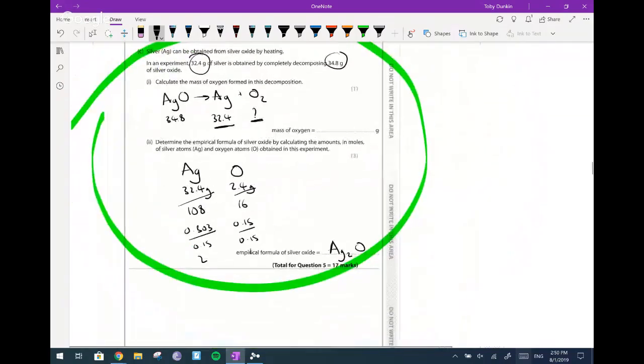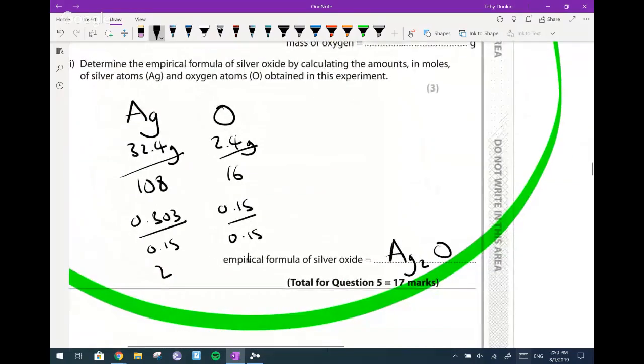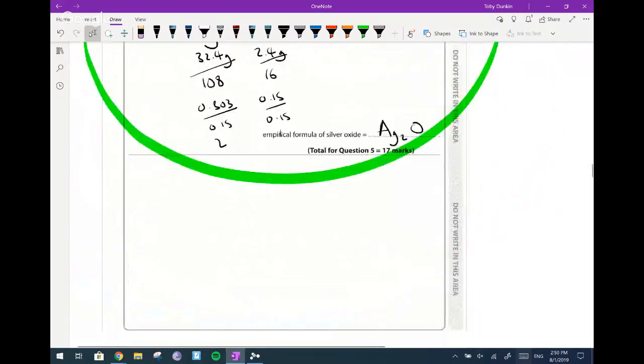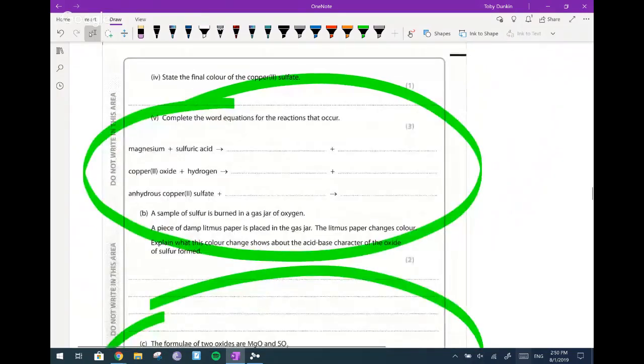So there's our empirical formula. That's a very interesting thing now. It's a lovely thing actually, because it's nice to remember that silver is always +1. This falls into the ballpark of that. Okay, let's go back down. Let's see if we can follow through and look at another one.